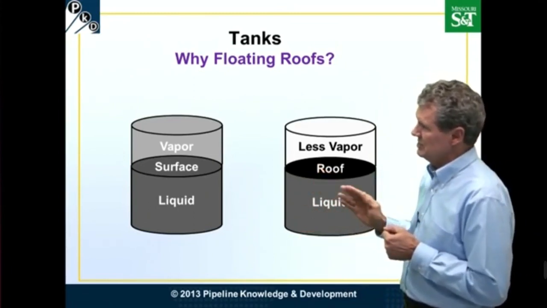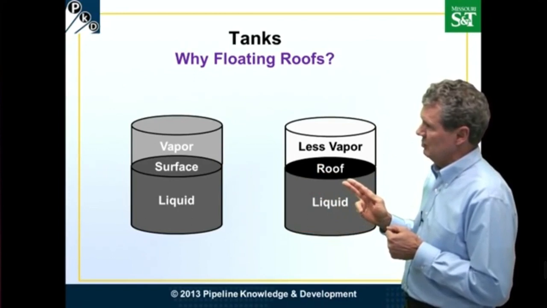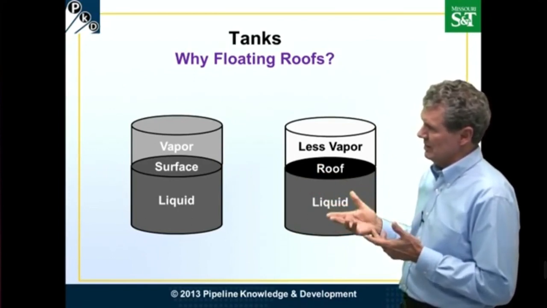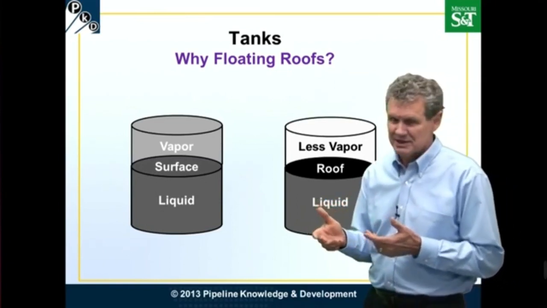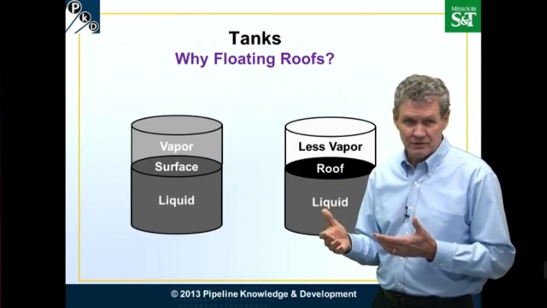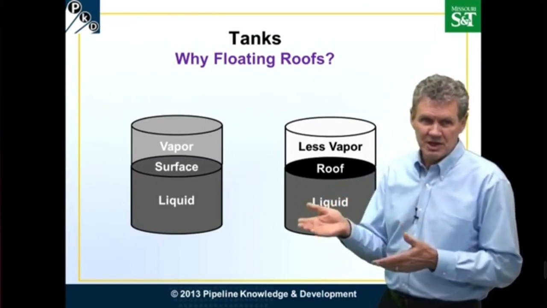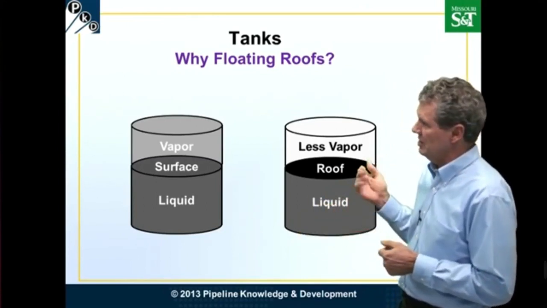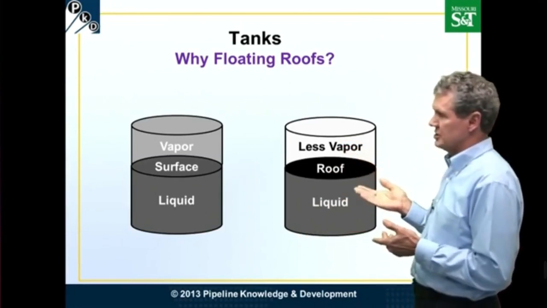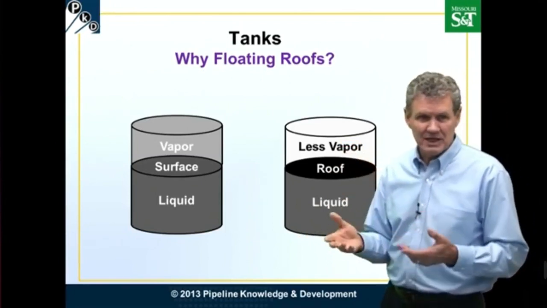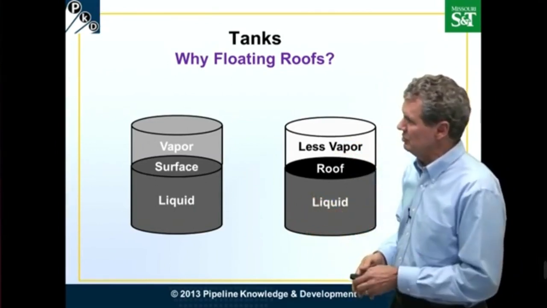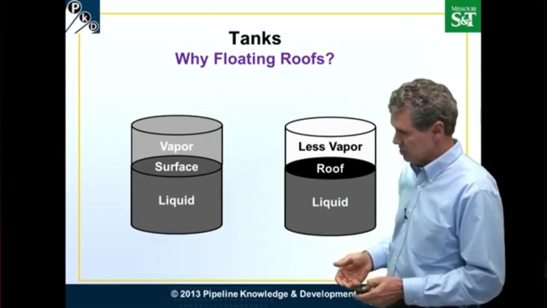In order to keep this from happening as much, we have a roof on the top, and this probably started a number of years ago from a regulatory requirement, probably in the 70s. Not required to have a roof on all surfaces or all fluids. It depends on the vapor pressure of the fluid, but it's very common to have a roof, and so it floats up and down, and above the roof there's no vapor, or less vapor than there would be if we didn't have a roof. So we have floating roofs on a lot of our atmospheric storage tanks.